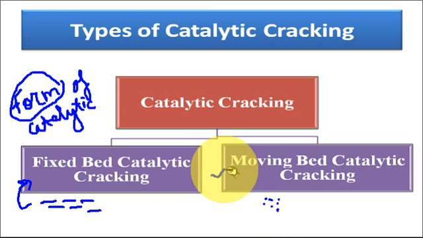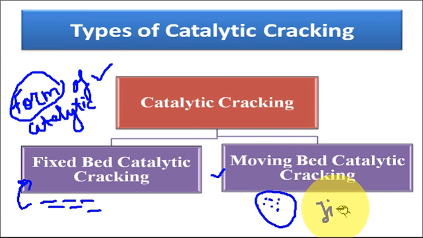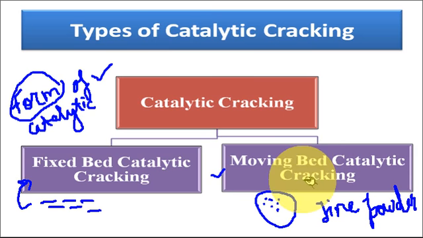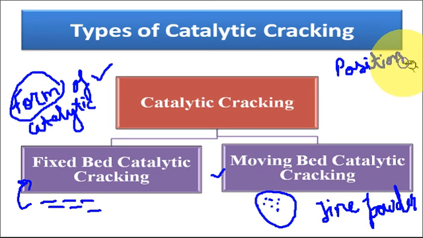So what is the main difference between these processes? The main difference is the form of catalyst used. If the catalyst is used in the form of pellets, then it is called fixed bed catalytic cracking. And if the catalyst is used in the form of fine powder, then it is called moving bed catalytic cracking. The second main difference between these two processes is the catalyst position. The first difference is in the form of the catalyst, and the second difference is in the position of the catalyst. In what position is the catalyst used?